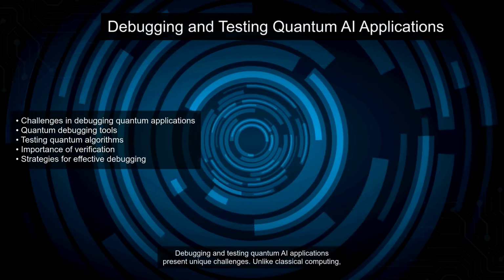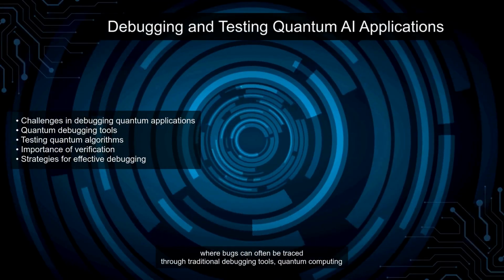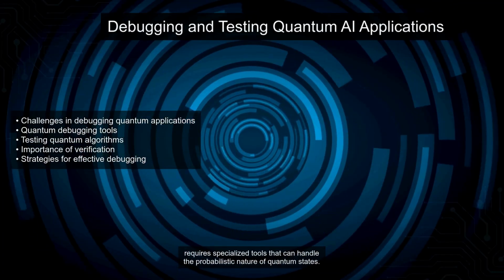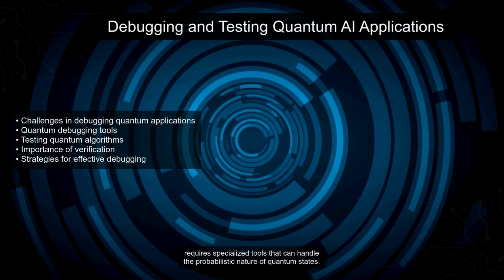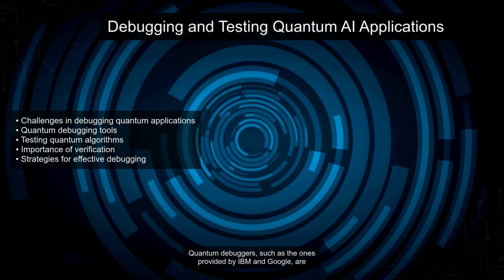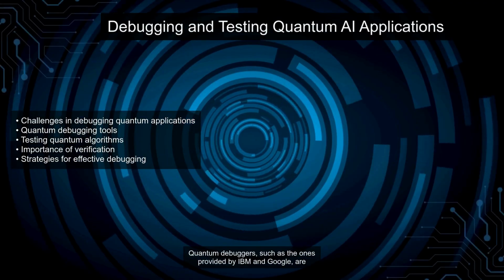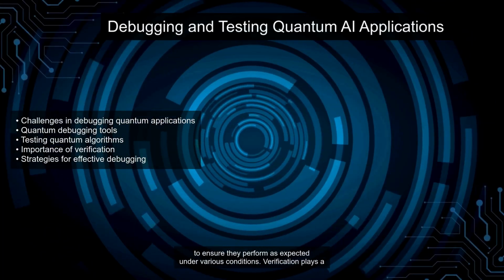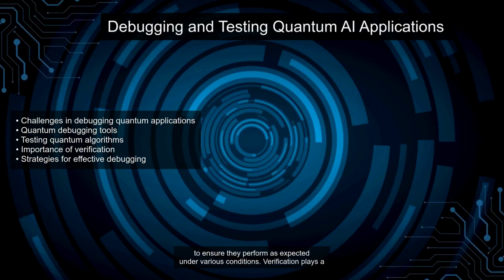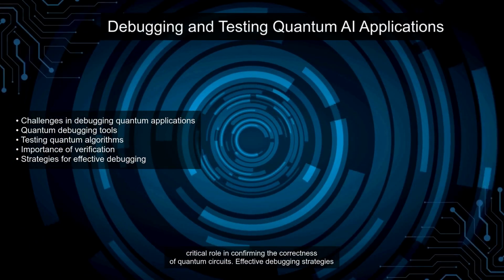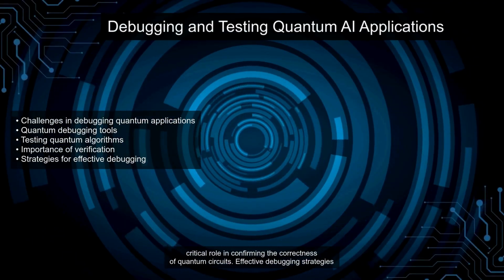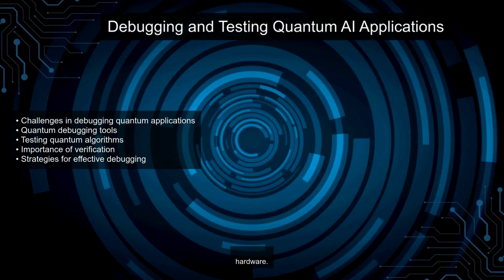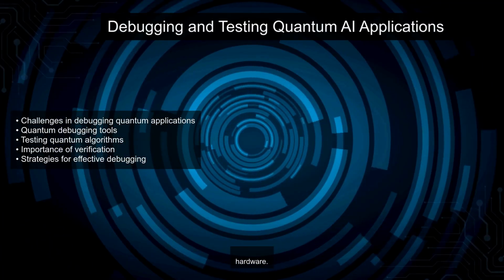Debugging and testing quantum AI applications present unique challenges. Unlike classical computing, where bugs can often be traced through traditional debugging tools, quantum computing requires specialized tools that can handle the probabilistic nature of quantum states. Quantum debuggers, such as the ones provided by IBM and Google, are essential for identifying and resolving issues. Testing quantum algorithms is also crucial to ensure they perform as expected under various conditions. Verification plays a critical role in confirming the correctness of quantum circuits. Effective debugging strategies often involve a combination of simulator testing and live runs on quantum hardware.